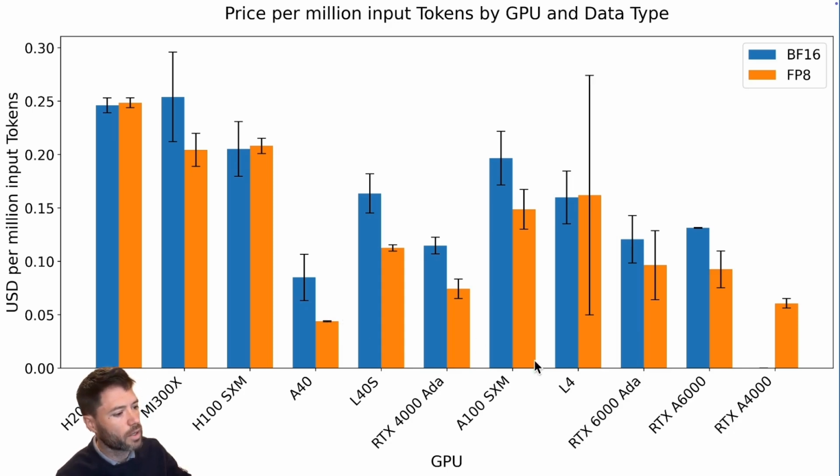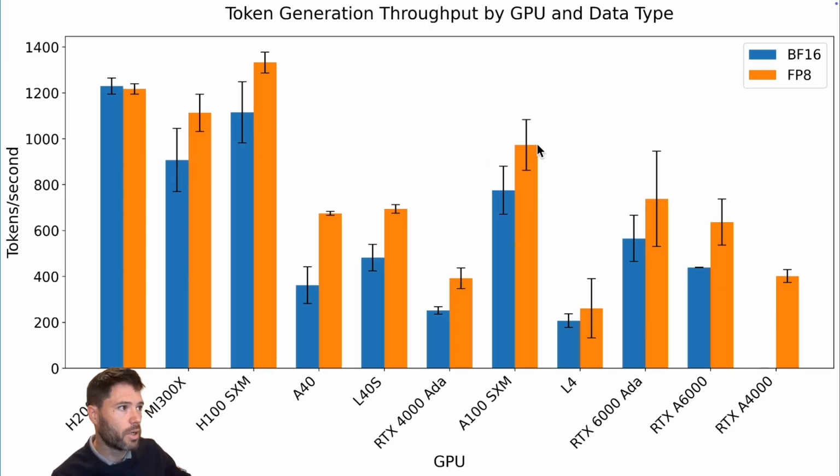Interestingly, you'll see as well that the A100 provides quite a good deal. It's got a meaningfully lower price per token than the newer generations, the H100 and H200. And when you look at the throughput, it's actually fairly similar. So the A100 is perhaps another good value option there.